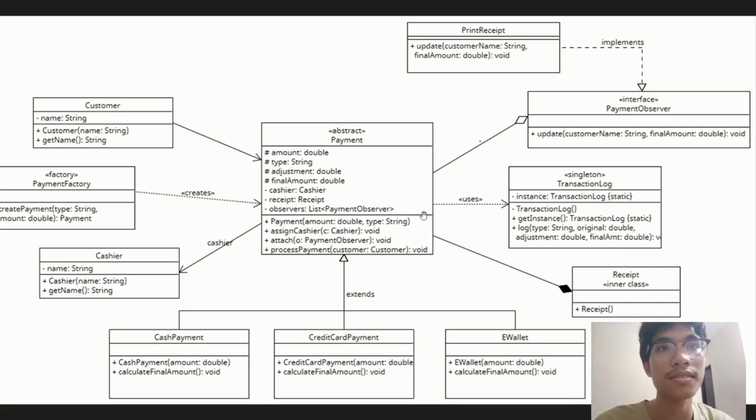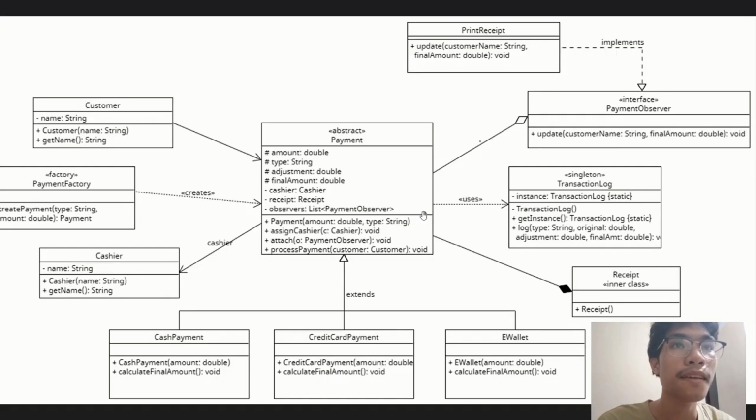After that is the Cashier. The cashier is linked to payment through the assign cashier method. It exists independently and is simply referenced by the payment to display who handled the transaction.